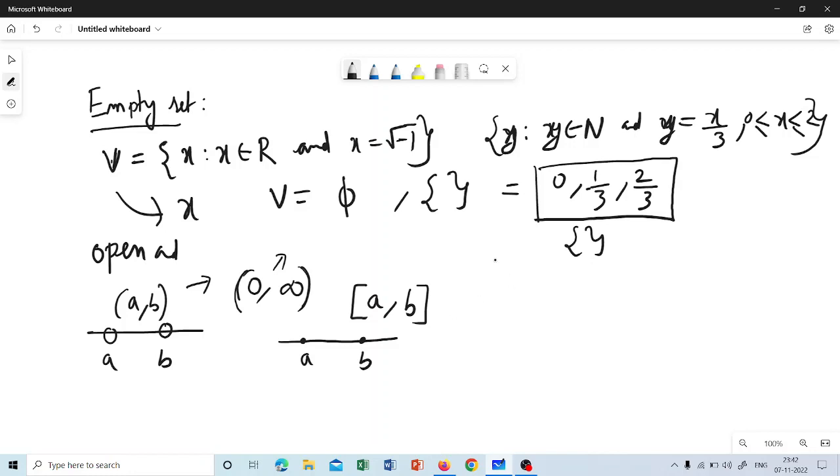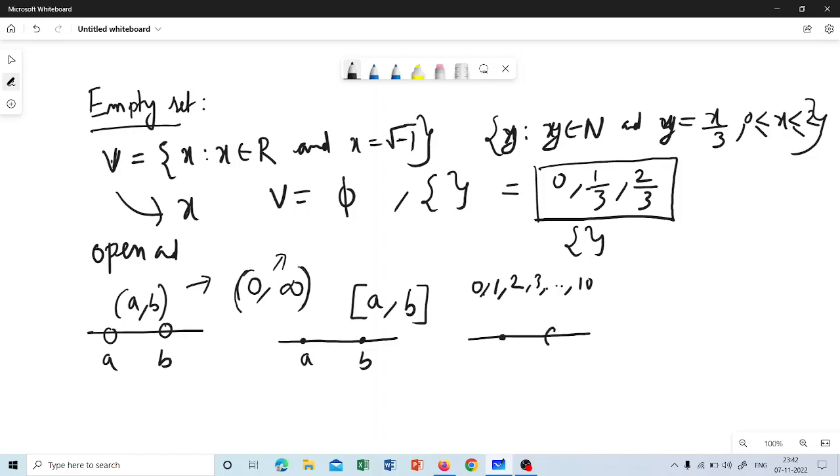For example, if I take the integers from 0 to 10, that includes 0, 1, 2, 3, up to 10, right? So 0 and 10 are both included. This kind of set is a closed interval, with both sides closed. Similarly, one side can be closed and the other side open.